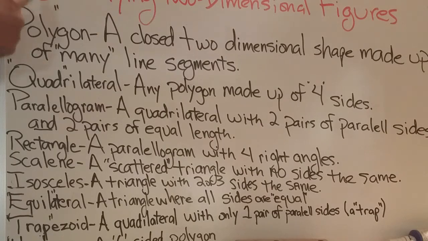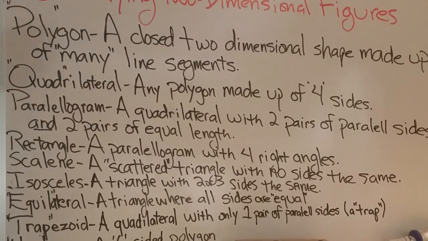So here's what I'd like for you to do. We're going to be talking today, the entire day, about every single one of these terms. Polygon, quadrilateral, parallelogram, rectangle, scalene, isosceles, equilateral, trapezoid, and hexagon. So I'm going to stop right now and I want you to copy every one of these. You'll see you're going to need these definitions in order to pass the quiz. Copy them now. Go.